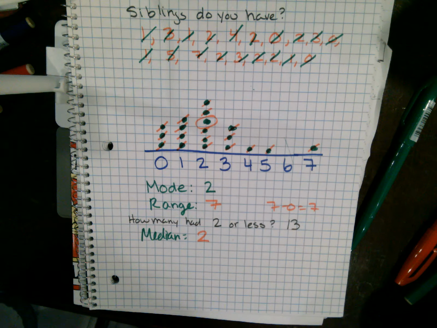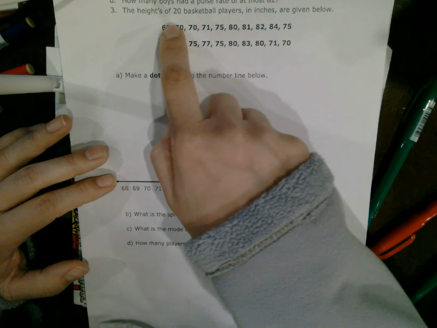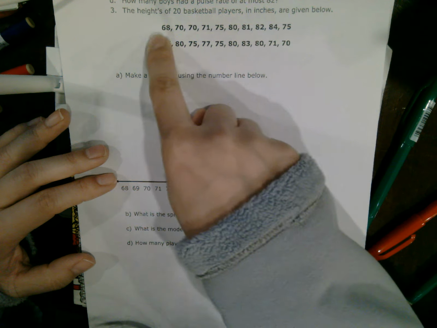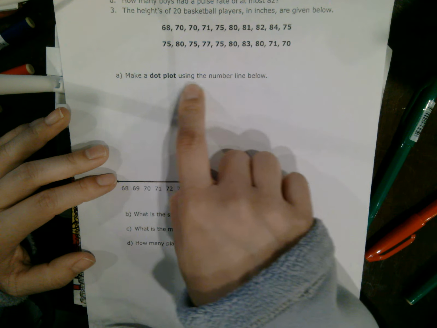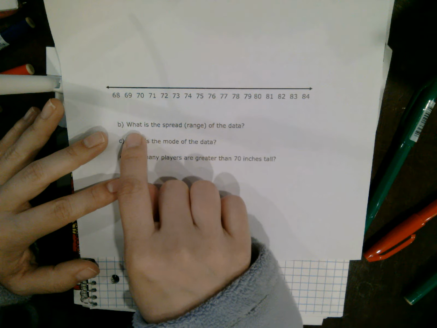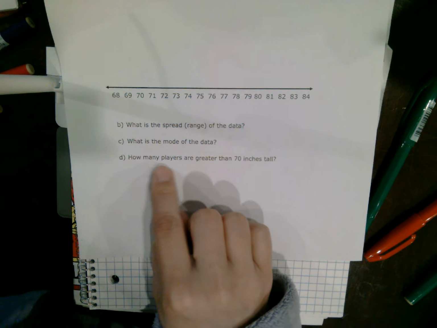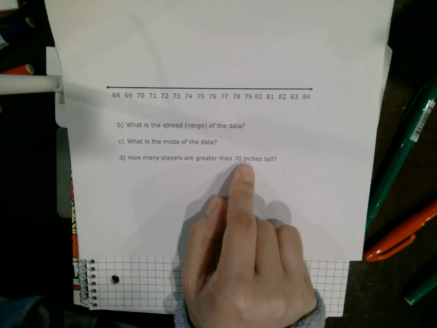Okay, so the second part I want you to do is I want you to create this dot plot. So from the beginning, the heights of 20 basketball players in inches are given. So these are the inches. Make a dot plot using the number line below. So you're gonna dot this. I'll zoom it in and I'll pause it in a second. Don't worry. What is the range of the data? What is the mode of the data? And how many players are greater than 70 inches?